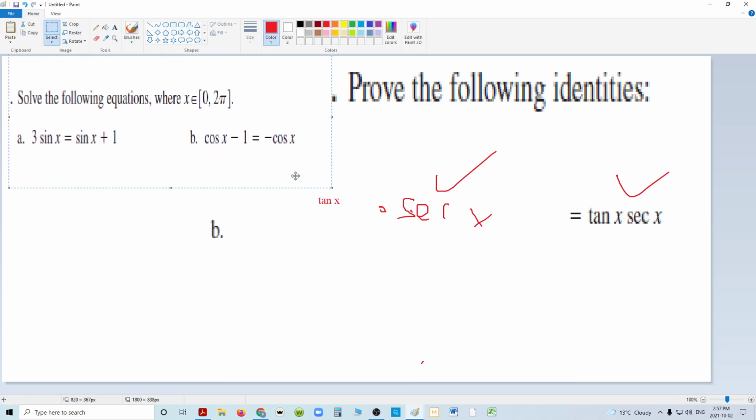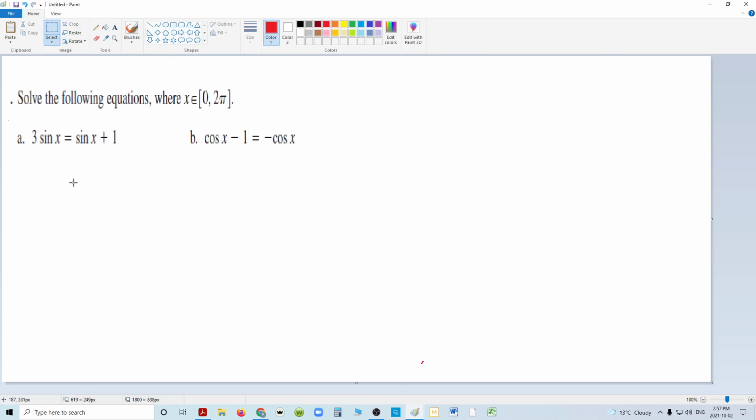Solve the following equations. A little rusty on these. Well, these are all going to use your knowledge of factoring.